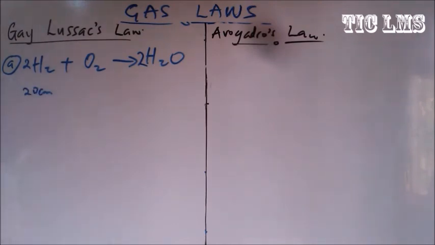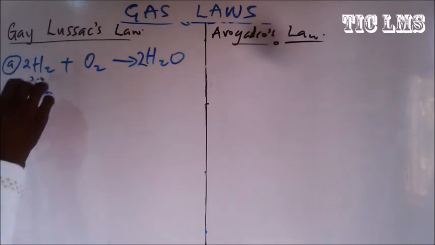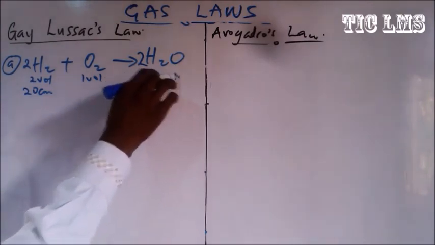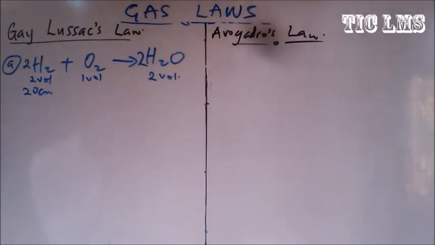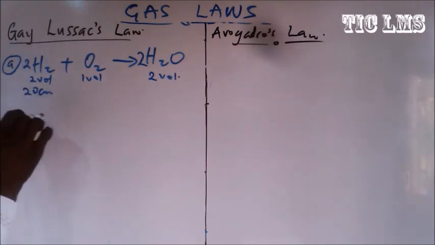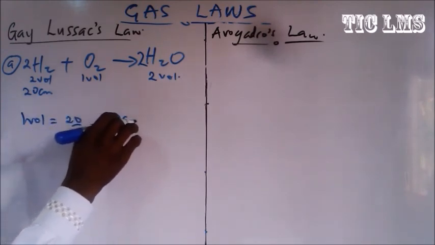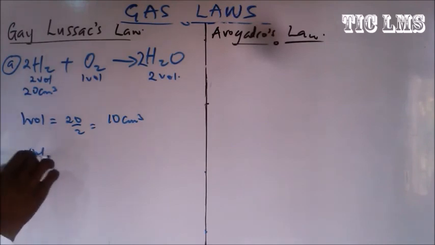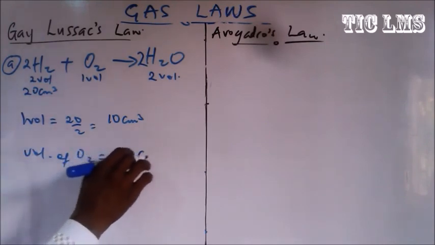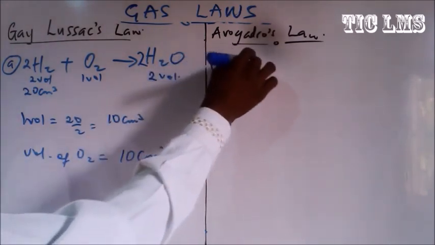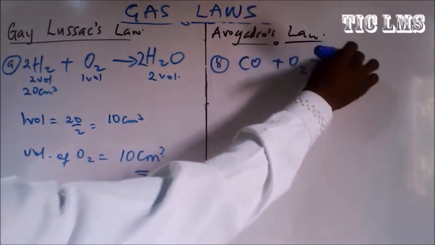Now there are some other things that we need to take note of. That we have 2 volumes of hydrogen gas and we have 1 volume of oxygen gas to produce 2 volumes of water molecule. And so what is the volume of oxygen required? If 2 volumes equal to 20 cm cubed, hence 1 volume will be 20 divided by 2, and that is 10 cm cubed. So volume of oxygen gas required is 10 cm cubed. Then the B part, we have carbon 2 oxide with oxygen to produce CO2.